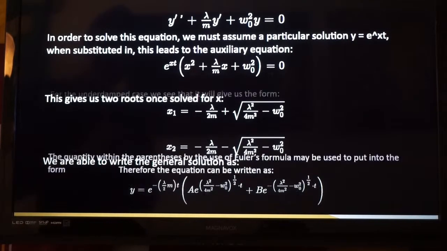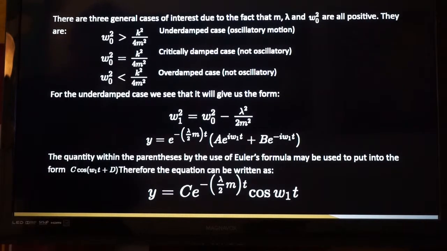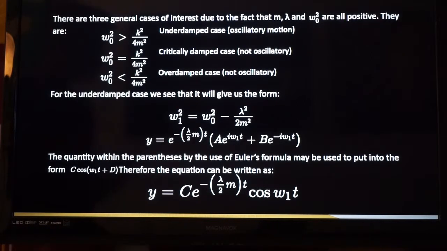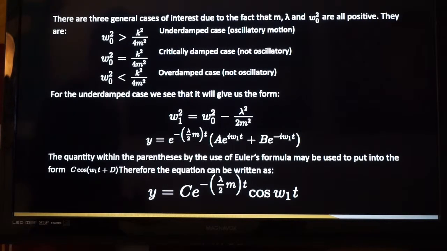Now, there are three general classes of interest due to the fact that m, lambda, and w sub 0 are all positive. We can see here that if w sub 0 squared is greater than lambda squared over 4m squared, the underdamped case will occur. This is the oscillatory motion that we would like to occur during our bungee jumping. However, if w sub 0 squared is equal to lambda squared over 4m squared, we will have a critically damped case, and if w sub 0 squared is less than lambda squared over 4m squared, an overdamped case will occur.